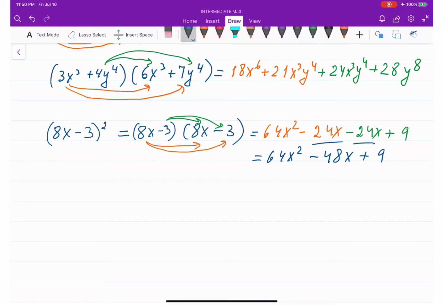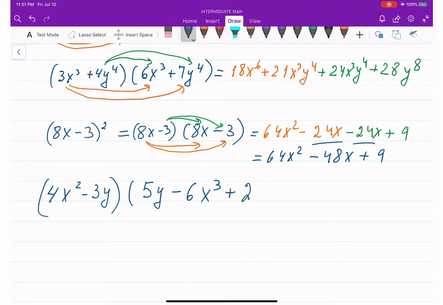Let's say 4x squared minus 3y times 5y squared minus 6x cubed plus 2y. Put y squared here. Okay, let's solve this one also.